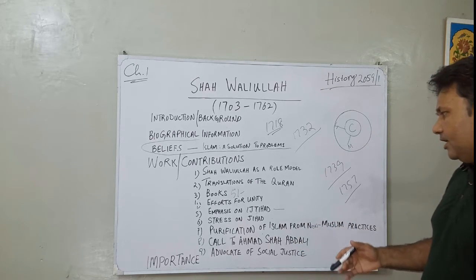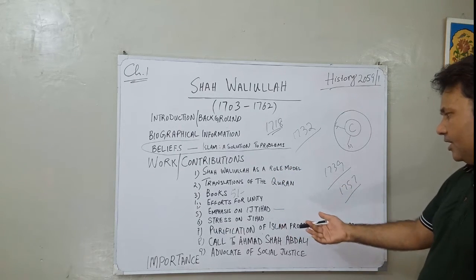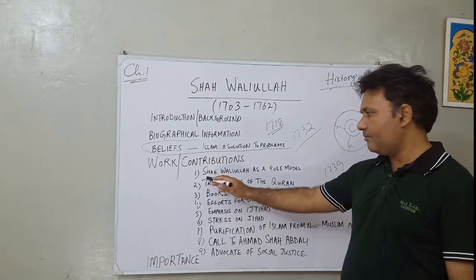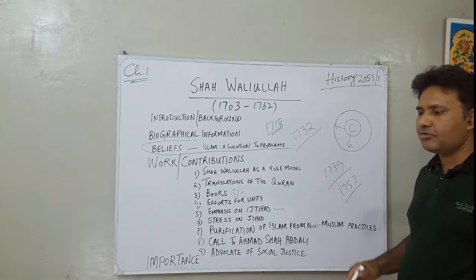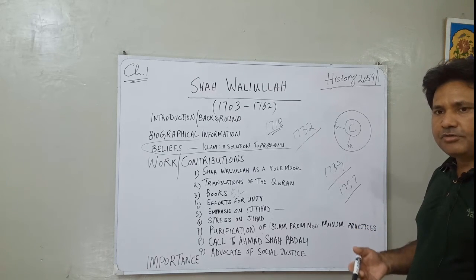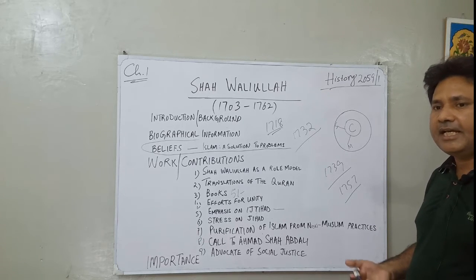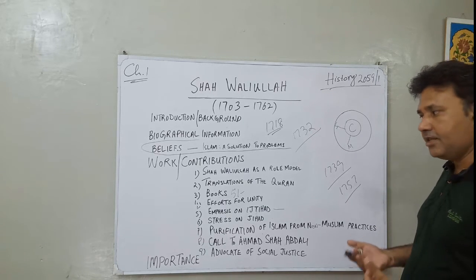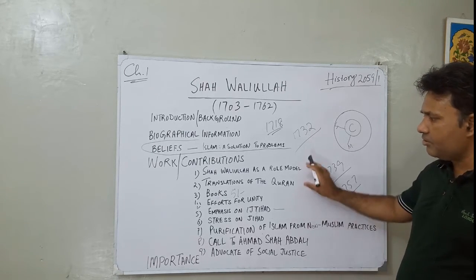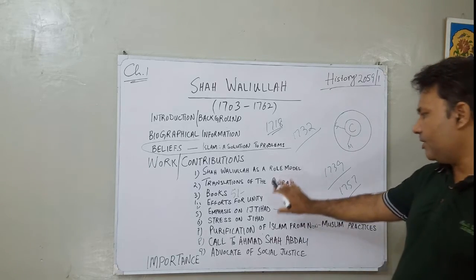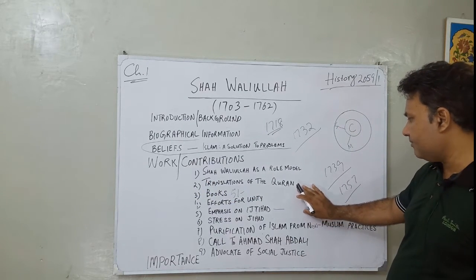For example, I can just repeat one by one. For example, we can start from one. Number one, Shah Waliullah was a role model. He basically tried to act upon the Islamic teachings and principles so that the Indian Muslims could walk in his path and follow him. And then he translated the Quran into the Persian language. What you can do, that I have written basically about nine contributions that Shah Waliullah made to the spread of Islam in India.